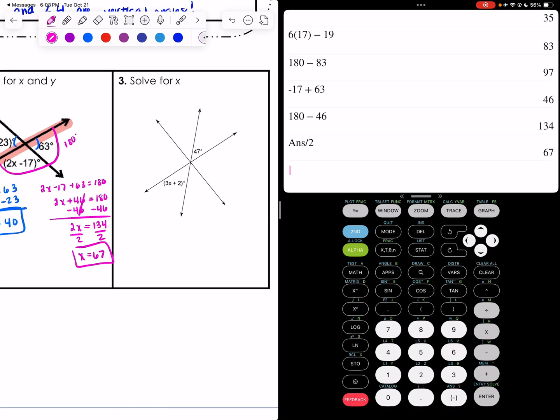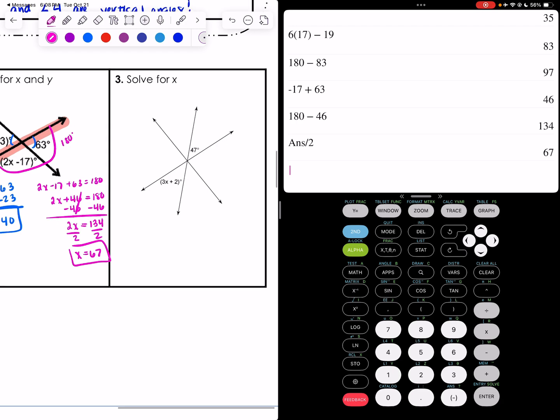Alrighty. Now for number 3, we're just going to be solving for x. Don't be thrown off by all those lines. We're just trying to mess you up. But if you look right here and I take out a highlighter, you're going to see an image that we've been seeing in the other examples. Vertical angles. We're just setting that 3x plus 2 equal to 47.